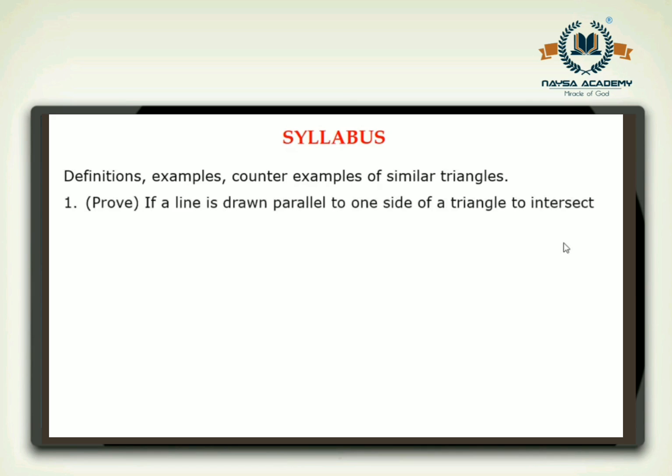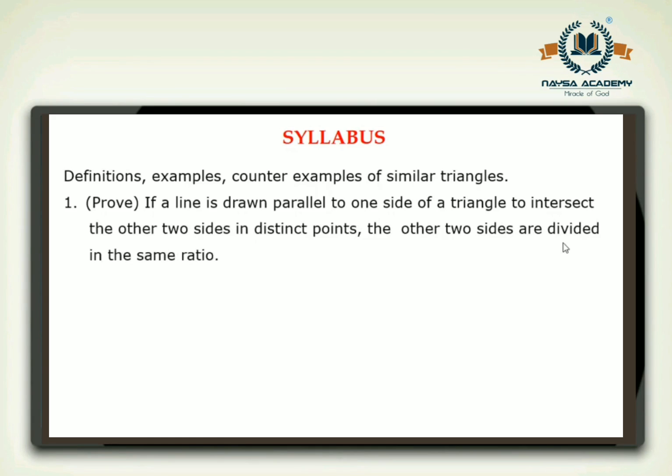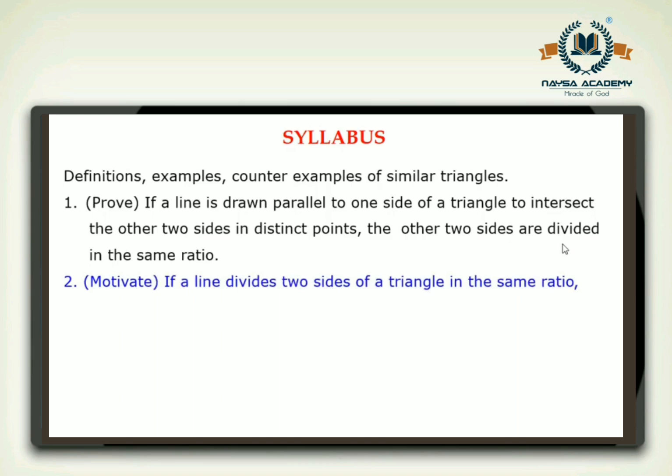So let us first see the syllabus. Definitions, examples, counterexamples of similar triangles. Proof: if a line is drawn parallel to one side of a triangle to intersect the other two sides in distinct points, the other two sides are divided in the same ratio. We have to motivate students that if a line divides two sides of a triangle in the same ratio, the line is parallel to the third side. That means we have to motivate a student to prove this, right?